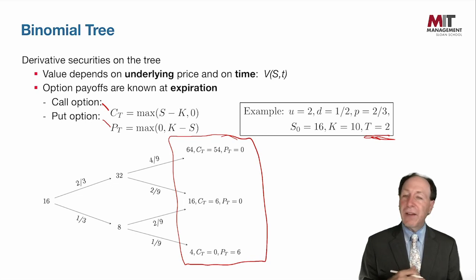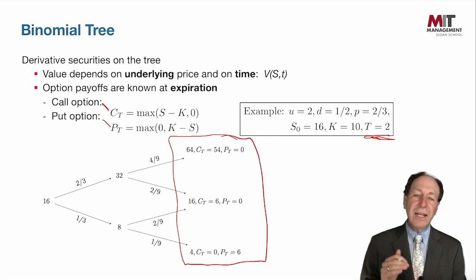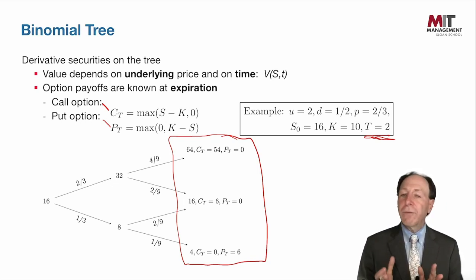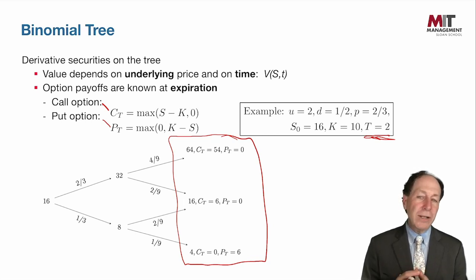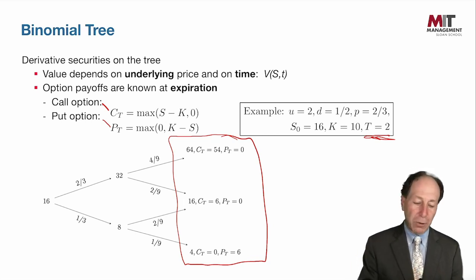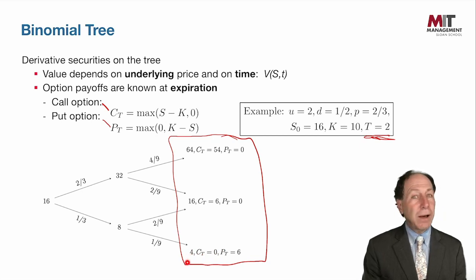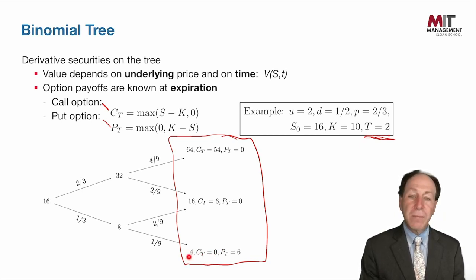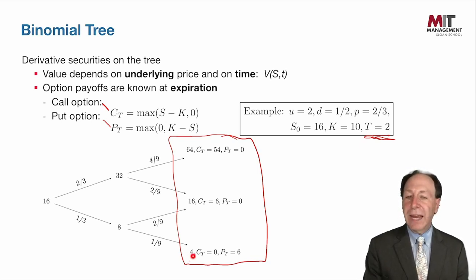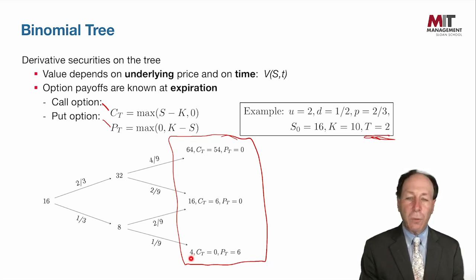So if the stock has values 64, 16, and 4, then the value of a call option, C, at that point in time, could be 54 in the upper position with probability 4/9. It could be 6 with probability 4/9, because there are two ways of reaching it. Or it could be 0, because we're not going to buy a stock for $10 by exercising our option if we could just throw away the option, it's valueless, and buy the stock on the market for $4.